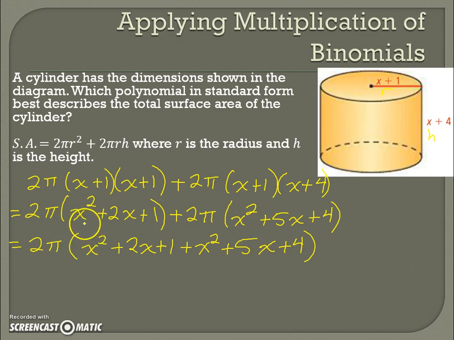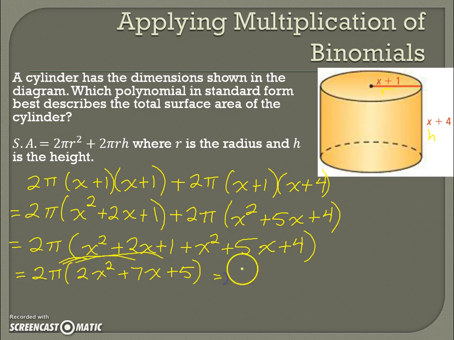But from this point, I'm going to go ahead and combine some like terms. So I still have the 2 pi in the front. I have x squared and x squared gives me 2x squared. 2x and 5x is 7x. And then 1 and 4 is plus 5. And then I need to get rid of these parentheses, so I'm going to just distribute this 2 pi to everything. And what I end up getting is 4 pi x squared. 2 times 7, or 2 pi times 7 is 14 pi. And then keep the x. And then 2 pi times 5 is 10 pi.